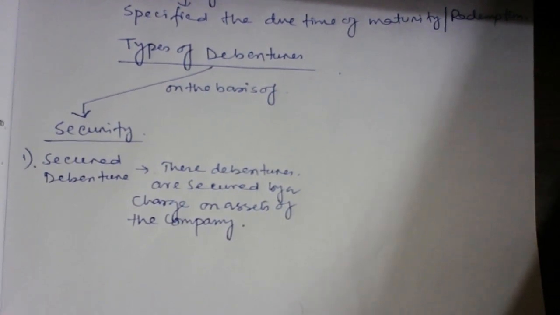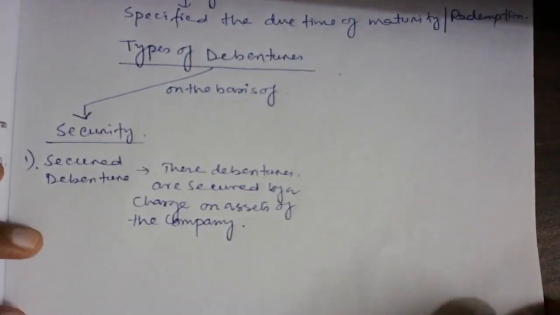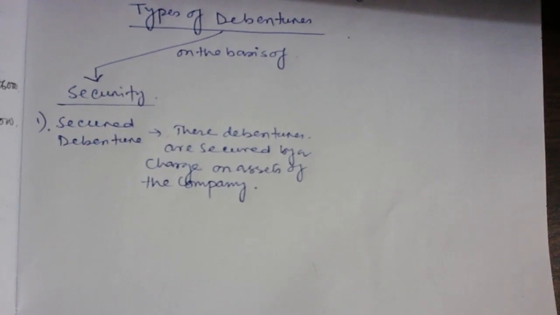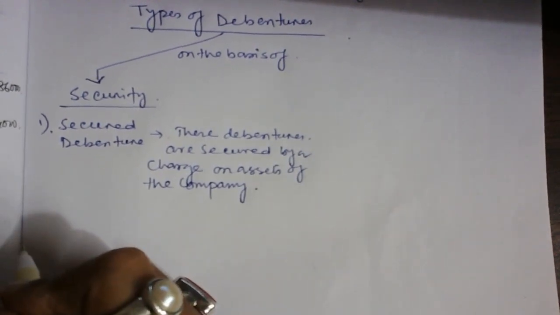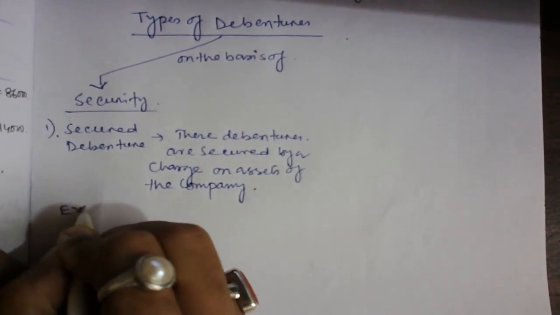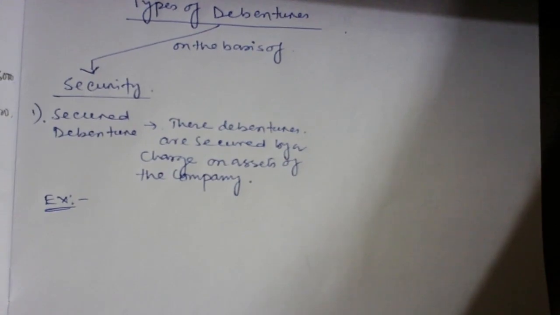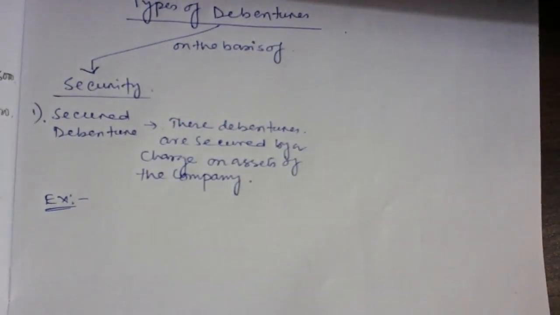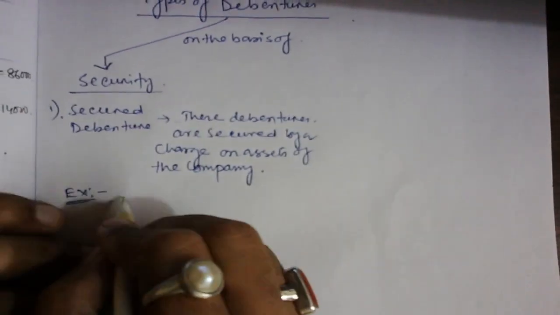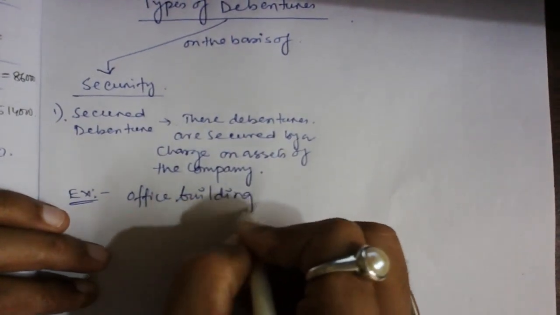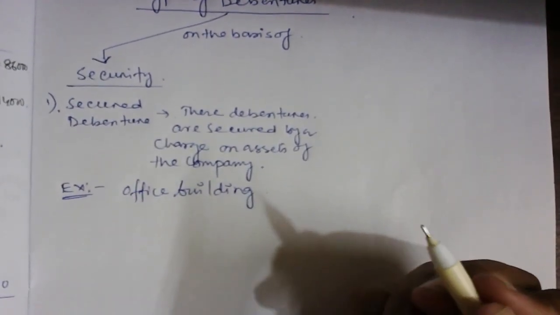Let me go through this once more. Look, guys, suppose, I take an example. Please note it down, an example of that, so that it is very easy for us to understand. Suppose there is an asset. Let's say there is an office building. Suppose there is an asset which is called an office building.